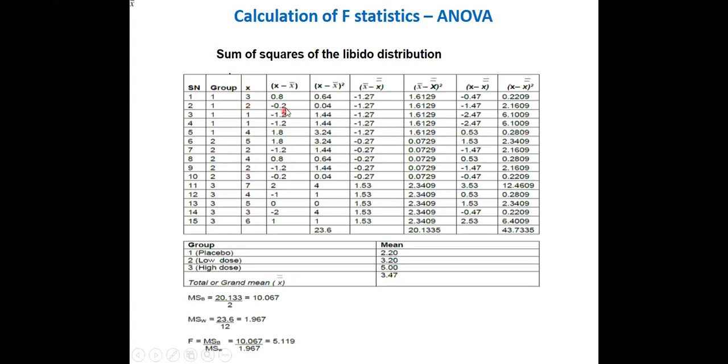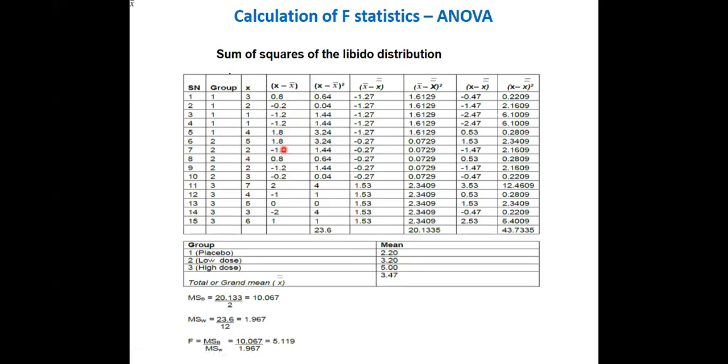Can you see now? For the first 5, I remove their group mean, which is 2.2 for group 1, from each value here to get X minus X bar. For the next one, number 6 to 10, which is group 2, I remove 3.2, which is their group mean, from each value. And the last group, which is group 3, number 11 to 15, I remove their mean, which is 5, from each value to get what we have here. That is deviation from the mean.